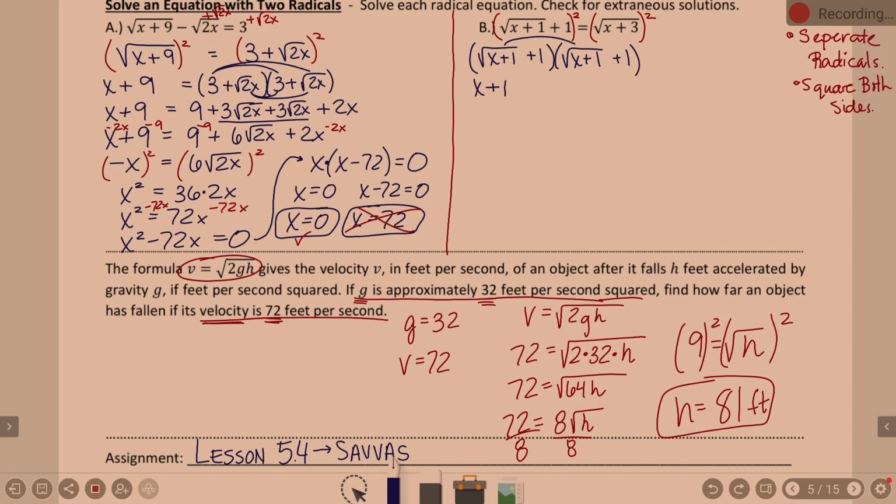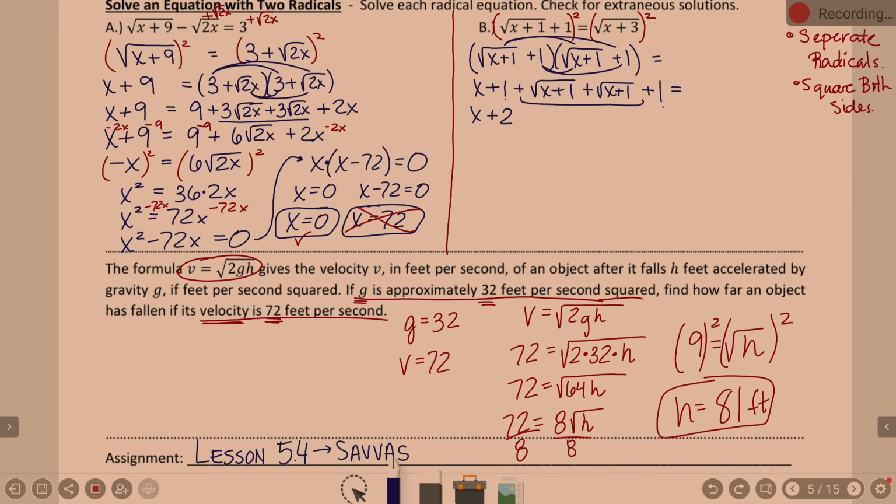Square root of x plus 1 times 1. Well, that's going to be square root of x plus 1. 1 times square root of x plus 1: square root of x plus 1. And 1 times 1 is 1. Clean it up. I have an x here. What's 1 plus 1? I have 2.